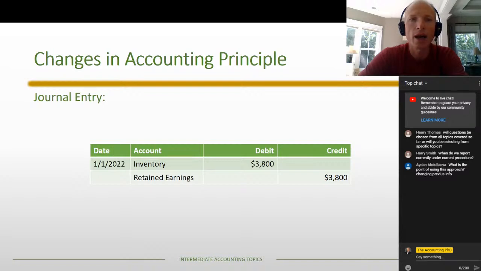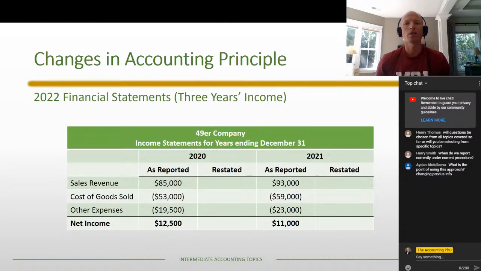Whenever you have one of these changes in accounting principle, you have to pay attention to understand what the cumulative effect is, and then, given that cumulative change, what accounts need to be changed as part of the journal entry. In this case, it's a $3,800 increase to both inventory and retained earnings. That's the first part: do the journal entry first. Then the second part is to think about the financial statements.